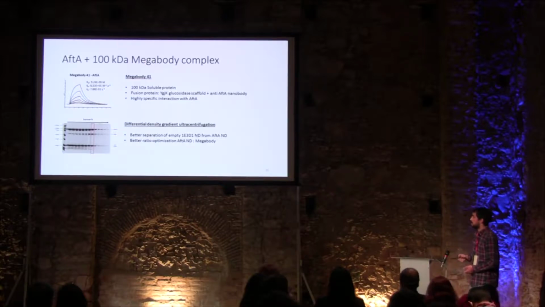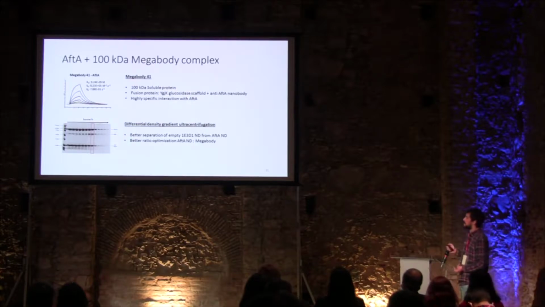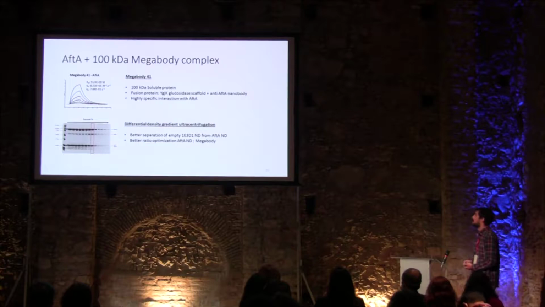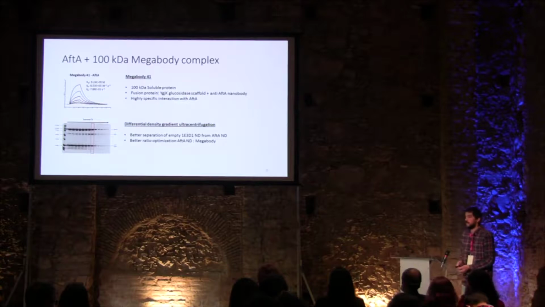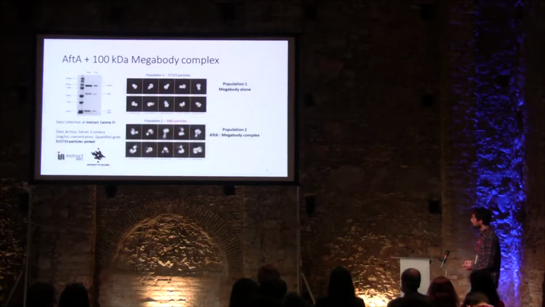this is the scaffold protein for the nanodiscs. So we load on top of the gradient, and the gradient is able to better separate the empty nanodiscs from the nanodiscs that contain my protein AFTA. But also we can more or less see and select the better ratio between the three components of the complex. So we can select the best fraction to go to the microscope.